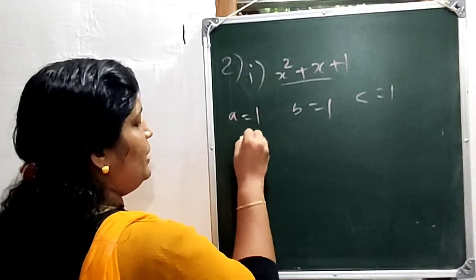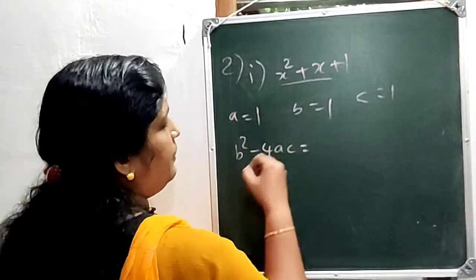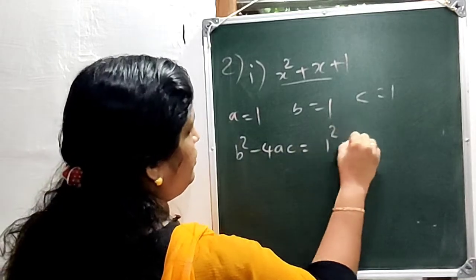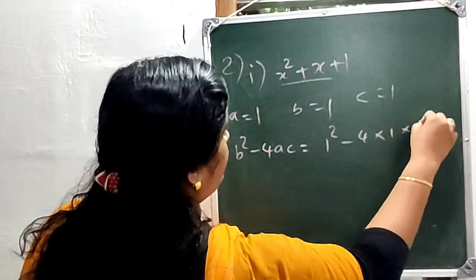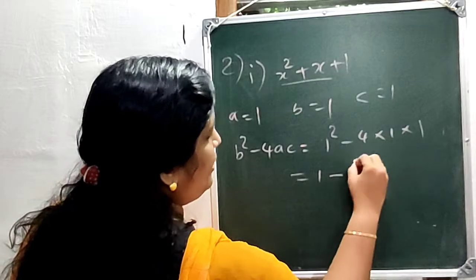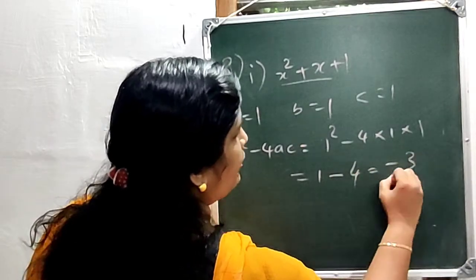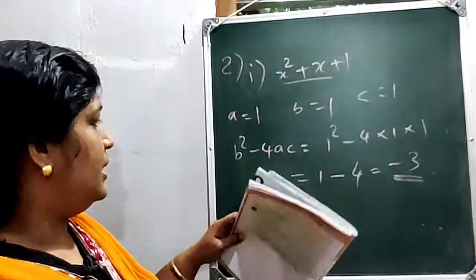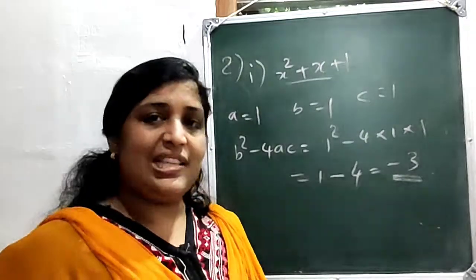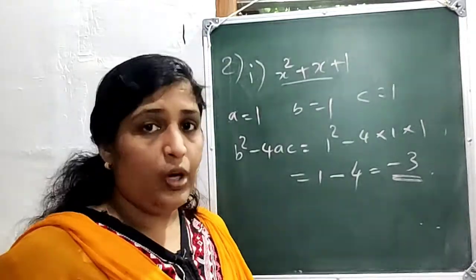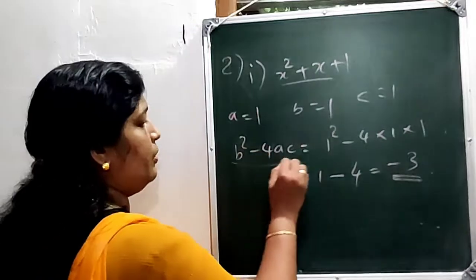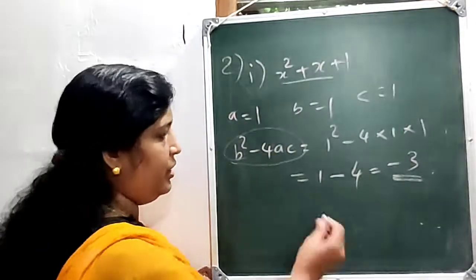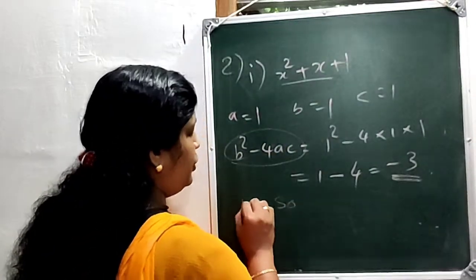Okay, then what about b square minus 4ac? Yes, here b square minus 4ac is equal to 1 square minus 4 into 1 into 1. That is 1 minus 4, which is equal to negative 3. Okay, since b square minus 4ac is less than 0, we can say that this equation has no solution.